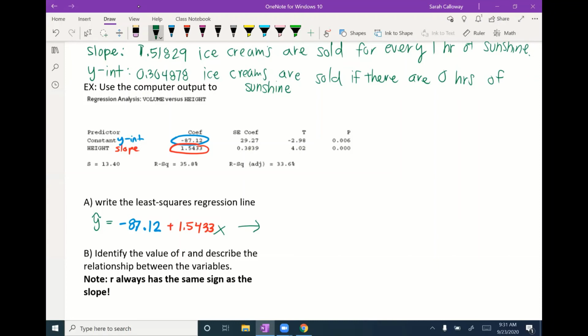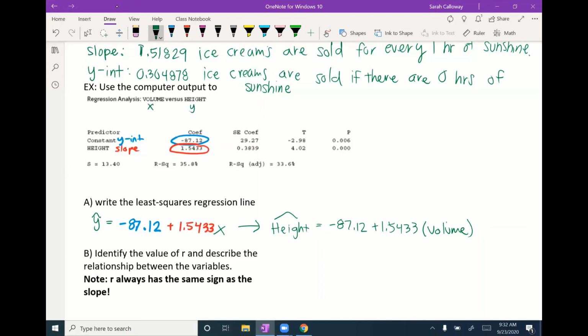If I'm using the variables that were given, if I'm doing volume versus height, that would mean that the predicted value of height is equal to negative 87.12 plus 1.5433 times the volume. Remember that they're telling us your x value compared to your y value there.